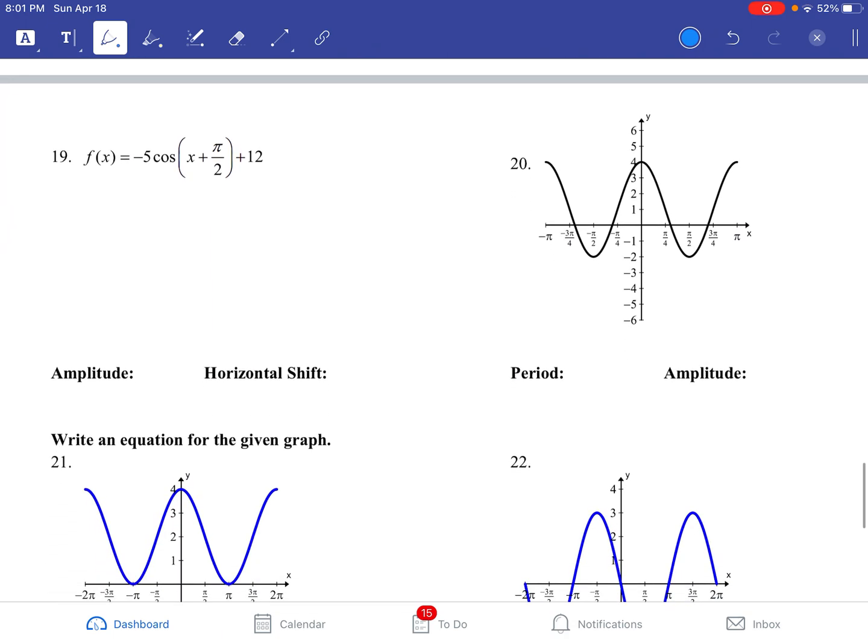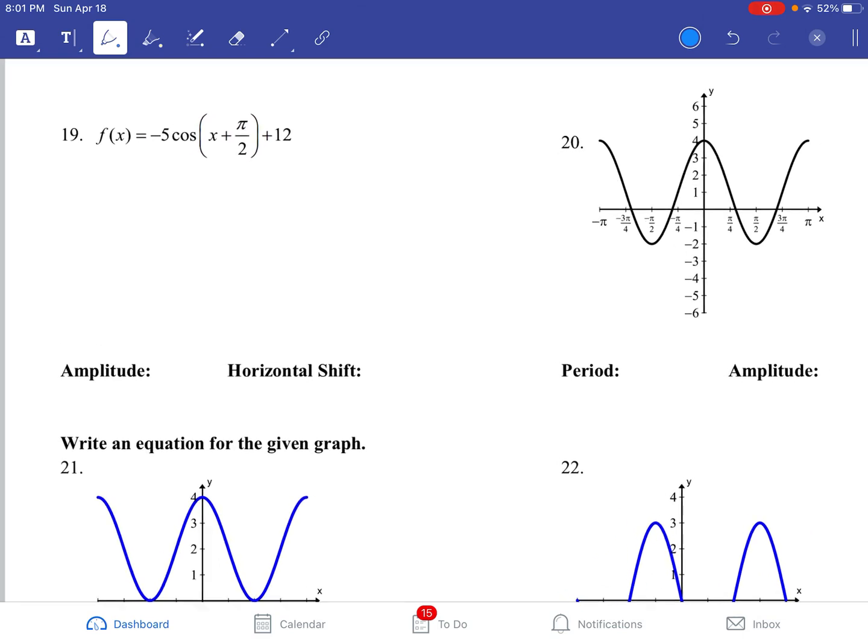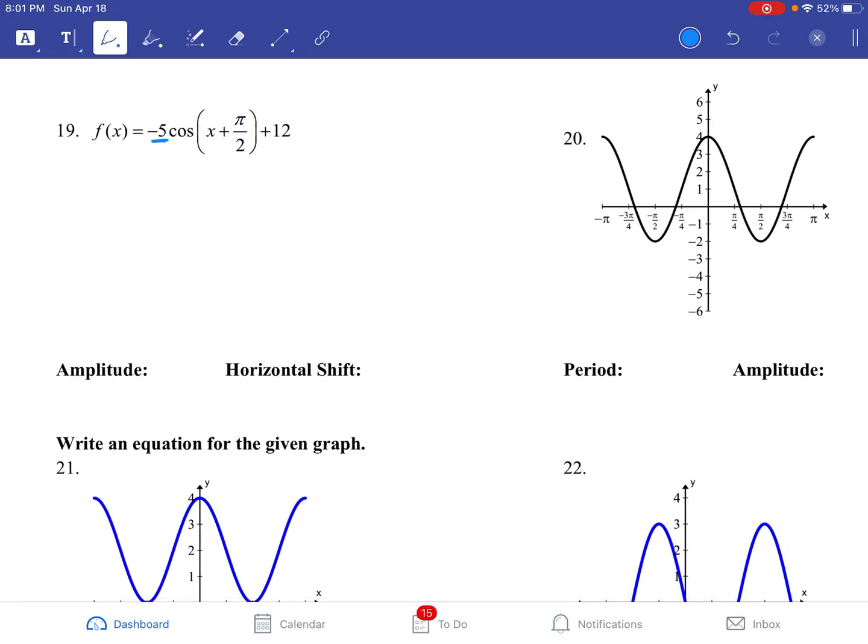We got 2 more. All right, what's the amplitude? So the amplitude is found in the front of your cosine function here. But the quick thing for this is amplitudes are always positive numbers. That negative sign, although it's -5, just tells you that it's a reflection over the x-axis. The amplitude is still always a positive number, so it's +5. Your horizontal shift is found by adding pi over 2, but because it's plus pi over 2, we're going to the left by pi over 2.